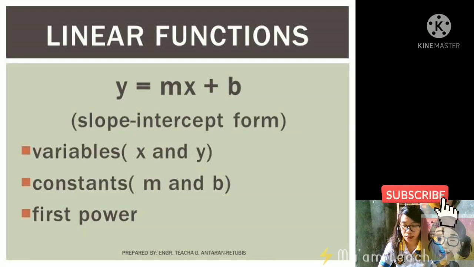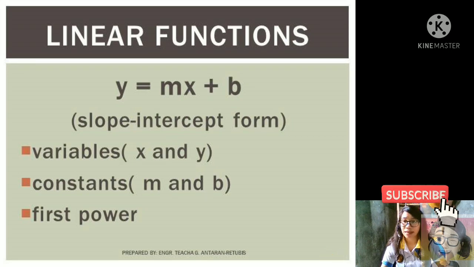Now, like we have said, this function should be unambiguous. When we say unambiguous, if your input is x, there should only be one output, which is y. If the value of x is 1, and you substitute it in the equation, there should only be one output or one value. Wala na dapat na iba.